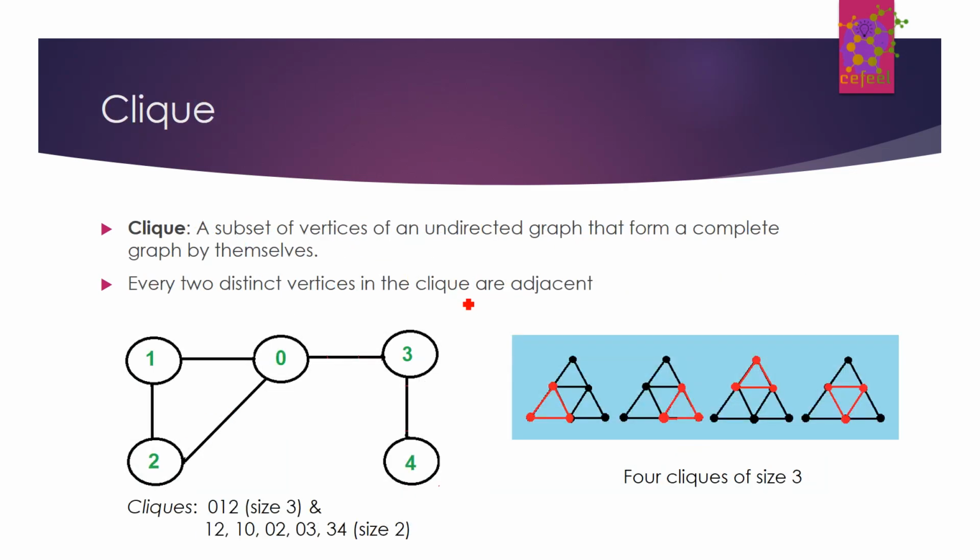Okay, moving ahead comes the concept of clique. So what is a clique? A clique is a subset of vertices, normally in an undirected graph, that form a complete graph by themselves. So we pick a set of vertices and we see if all those vertices are connected to each other. That is a clique. In a graph we can have cliques of different sizes. We may have a clique of size 1, which is a vertex by itself, a clique of size 2, which is an edge, and cliques of higher sizes as well.